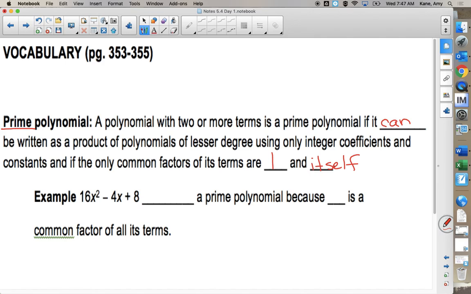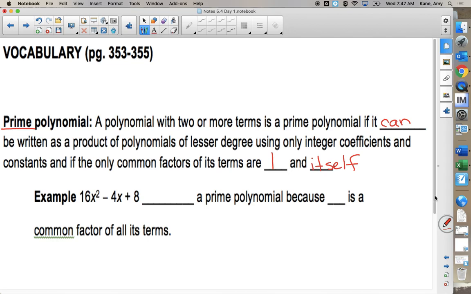And that's the key part there. So when we break it down, I want to look at the answer and say, all right, the answer is prime because it has nothing in common, there's not a GCF, and I can't continue to factor it any further. So the only thing it has in common is the number 1 and itself.